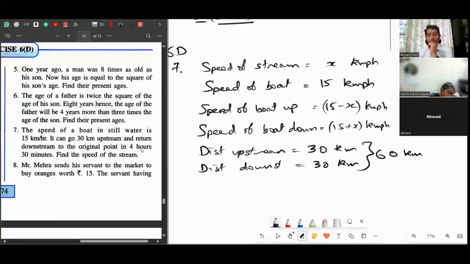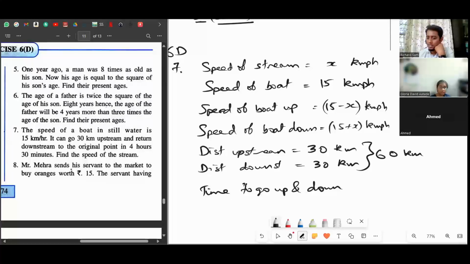Time. What is this 4 hours 30 minutes? Time taken to go up or time taken to go down or total time? Total time. Time to go up and down. Total time is 4 hours 30 minutes. That is 4 and 1 upon 2, that means 2 fours are 8 plus 1, 9 upon 2 hours. Okay. So we have total time, total distance.